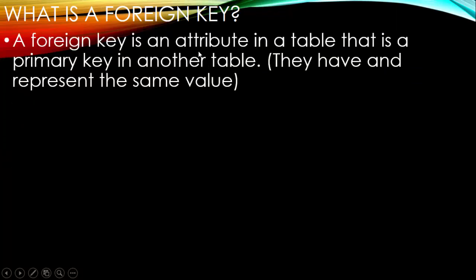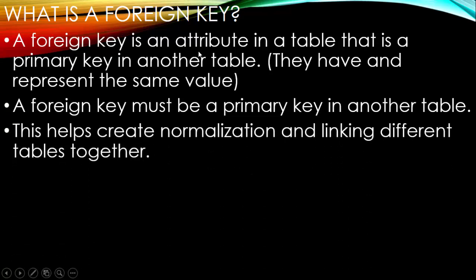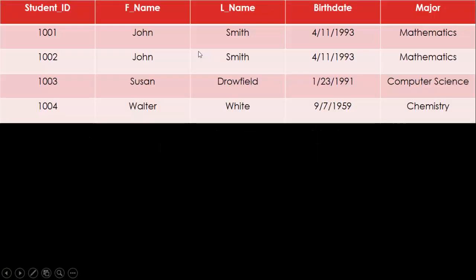Now, what is a foreign key? What is its purpose? Now, a foreign key is an attribute in a table that is a primary key in another table. They do represent the same value. A foreign key must be a primary key in another table if you're going for normalization, which you should be doing. Now, we talked about that in a previous video, how to normalize database tables. This helps create normalization, the use of a foreign key, and linking different tables together.